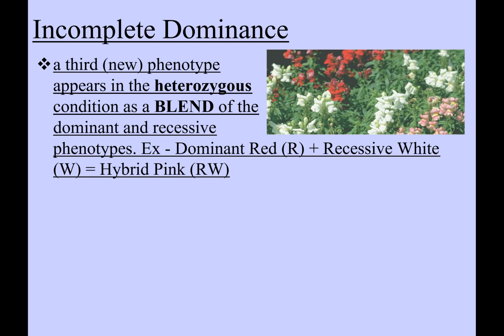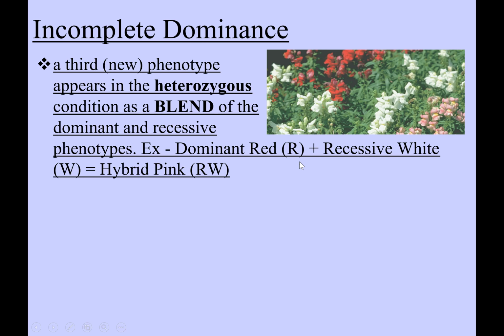Incomplete dominance, as the name suggests, is a situation where you have two alleles and neither one is dominant over the other. So we drop the whole dominant and recessive thing and instead we just have two alleles. Let's talk about what that looks like with an example. In these flowers here, you have red flowers, you have white flowers, and you also have pink flowers. So you have an allele for the red color and an allele for the white color.